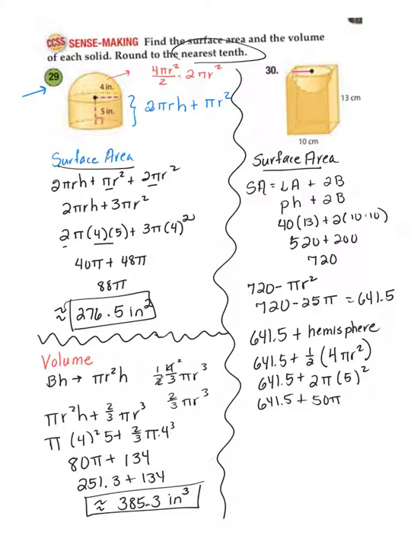When you've got all of these decimals and so forth, it's real easy to lose confidence in your mathematics. Okay, let's see how this does. 641.5 plus 157.1 is going to give us about 798.6 square centimeters. Okay, so we did a pretty good job there with our surface area.